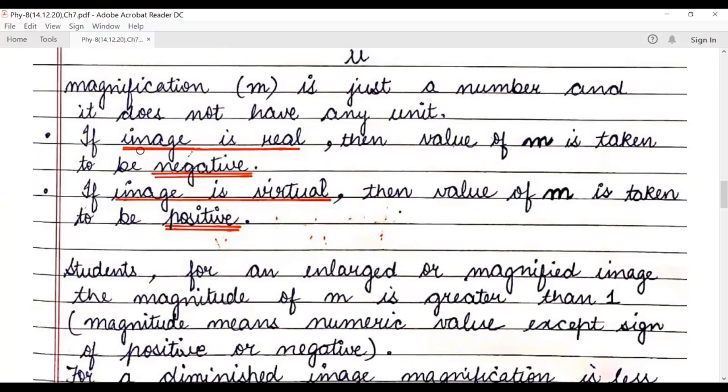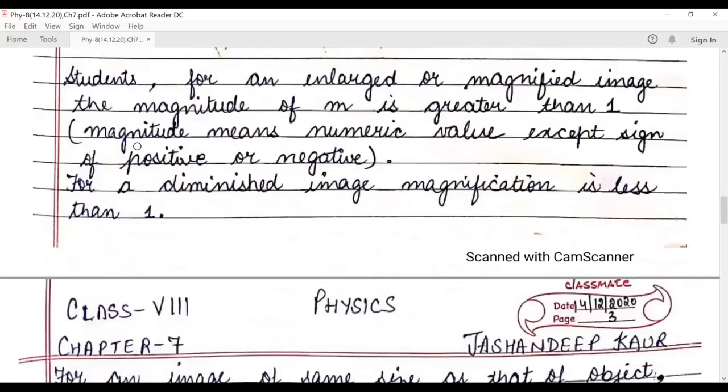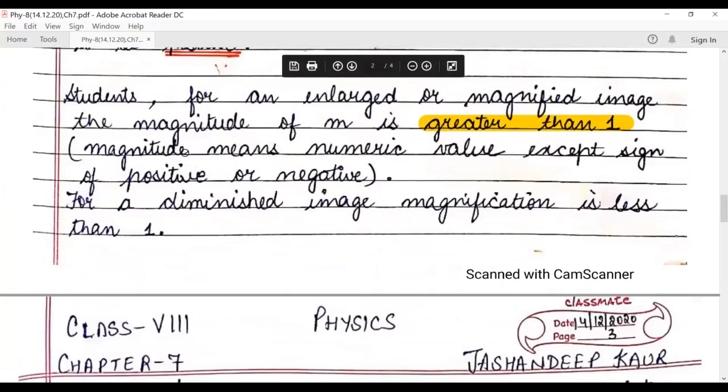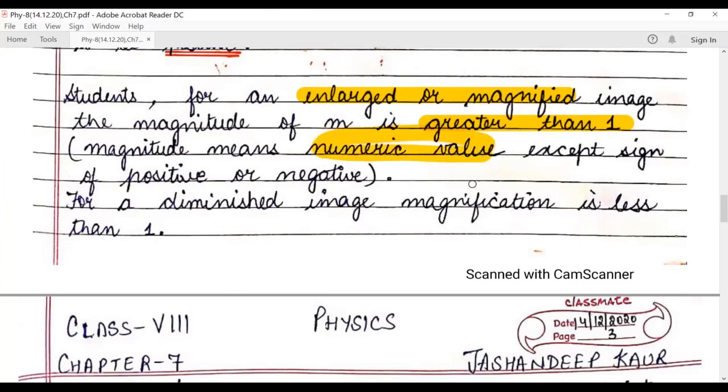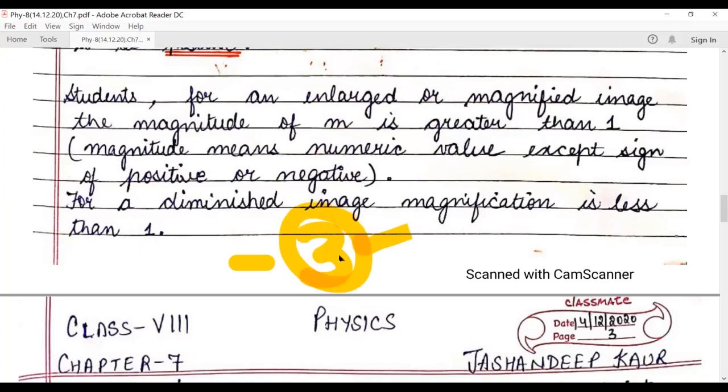Students, for an enlarged or magnified image, the magnitude of m is always greater than 1. This fact is also to be remembered. Students, the word magnitude means only the numeric value. That means you are not supposed to take the sign of positive or negative. Suppose I say that magnification is minus 3. What do we mean by magnitude here? Only 3. Don't take the sign of minus.